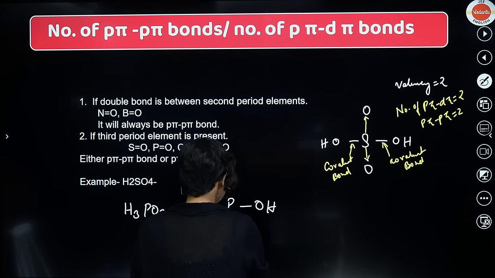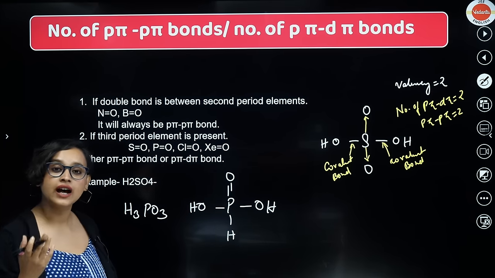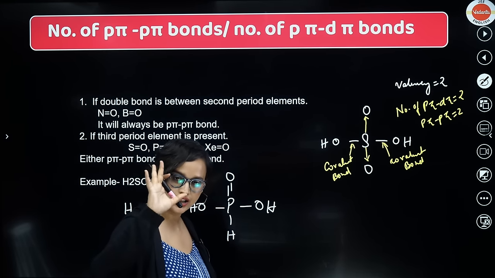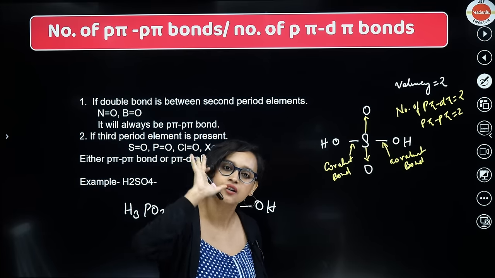One mistake. It will be like this. Here will be H and here it will be O. Okay. Now, what is the valency of phosphorus? Phosphorus has 5 electrons in the last shell. No doubt about it. Last shell, 5 electrons.